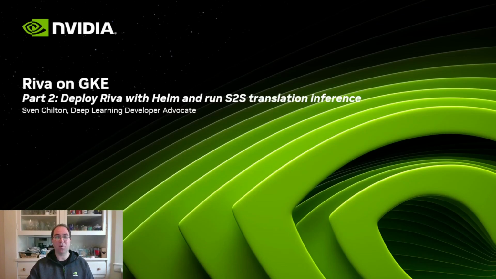In this second video on running Riva on GKE, we'll deploy Riva to the Kubernetes cluster with Helm, then run Spanish to English speech to text and speech to speech translation with the Riva server running on that cluster.